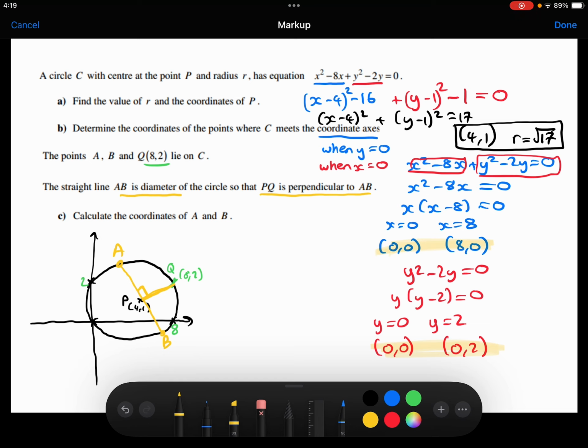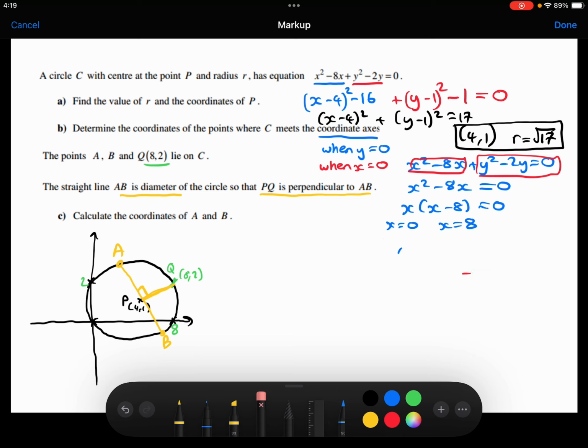Right, the way I'm going to do this, which is not necessarily the most efficient way, but it is a standard way, I'm going to work out the equation of the line AB because I know it's perpendicular to PQ. So I can work that out reasonably easily. And then I'm going to work out where that intersects with the circle.